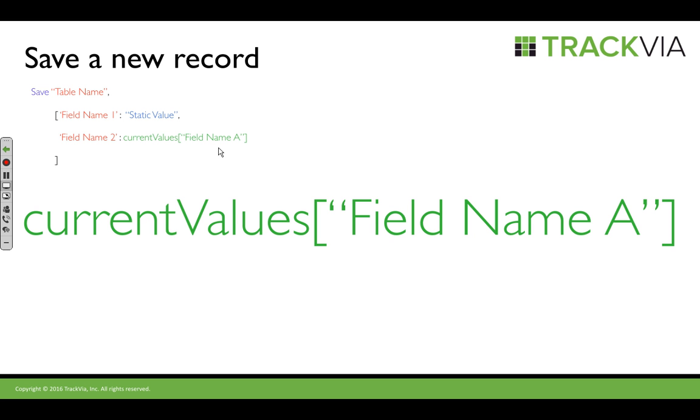And you'll see under field name 2, I did put in current values. Current values is a way that you can reference the specific value that's been put into a specific field at that time. So for me, it's current values of field name A, which would be a field within my equipment inspections table.